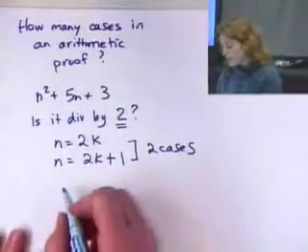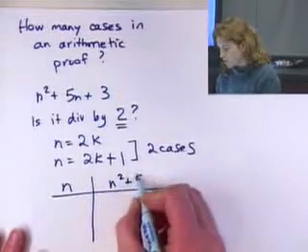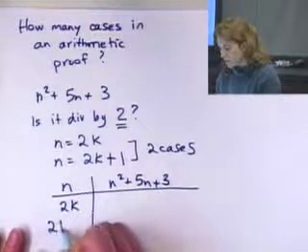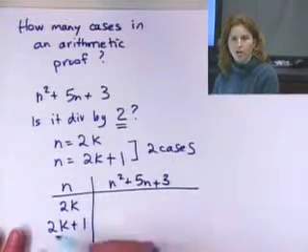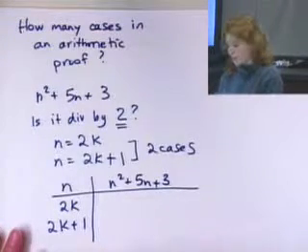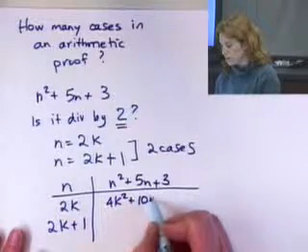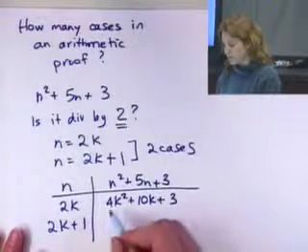So in this case, what I would do is I'd make a table for n in the function. I would plug in my values for n underneath it. That's just like making our truth tables when we have zeros and ones, but here we have functions underneath n. And then I would plug them in. So this would be 4k squared plus 10k plus 3. That's not divisible by 2, right?